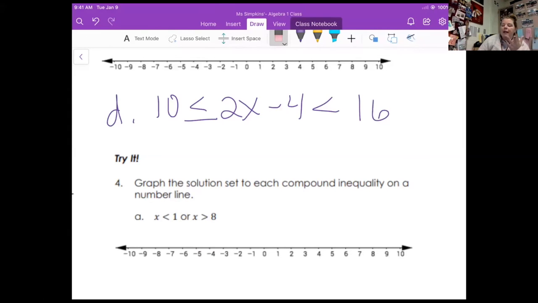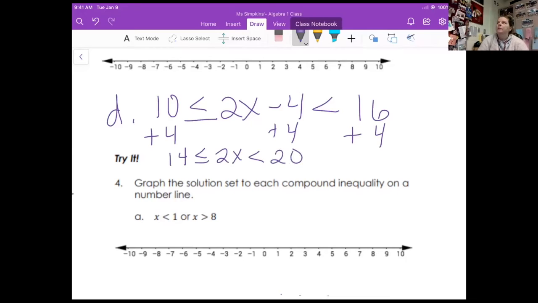The opposite of minus 4 would be plus 4, but you have to add 4 to all parts of that inequality. Before we just had two sides of the inequality symbol, but because we have two inequality symbols now, you have to add 4 to all 3 pieces of that inequality. So 10 plus 4 would give me 14, is less than or equal to 2x, which is less than 16 plus 4, which is 20.